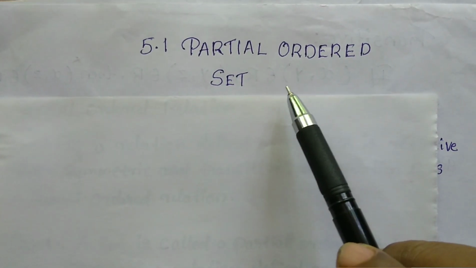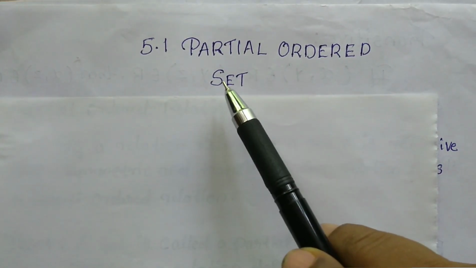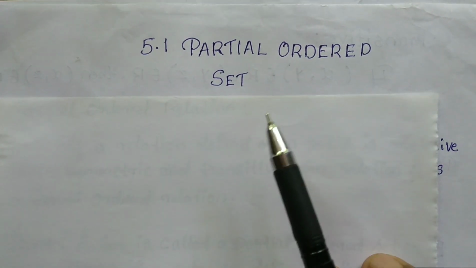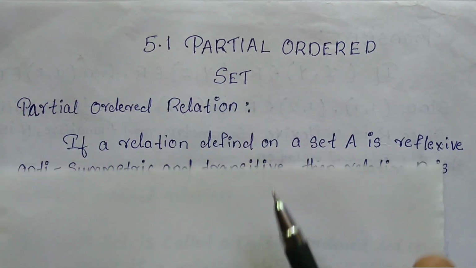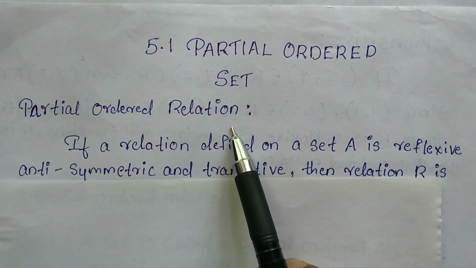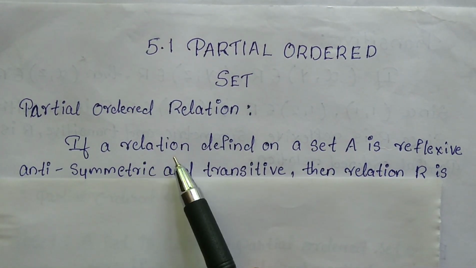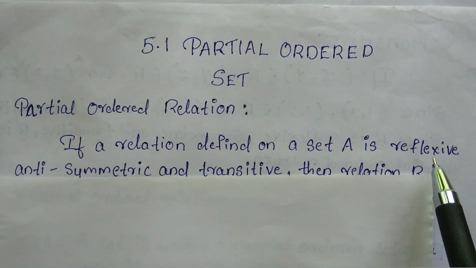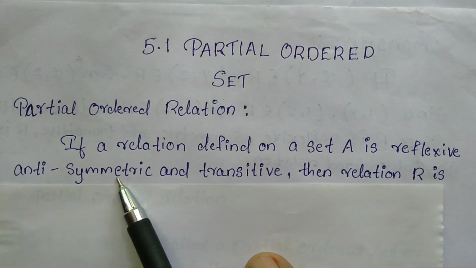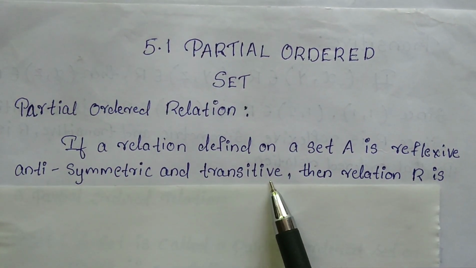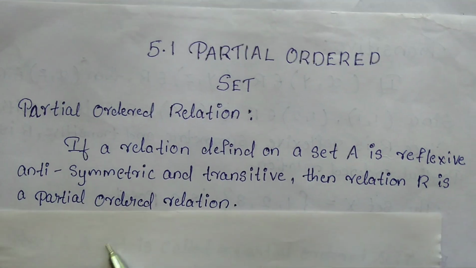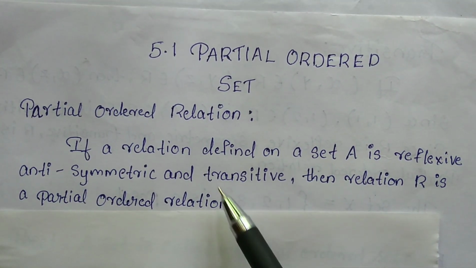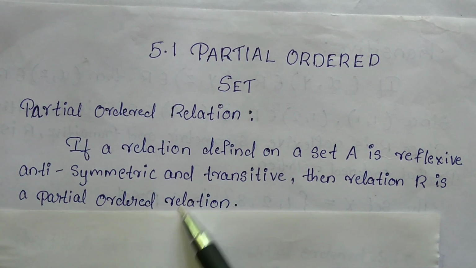Partially ordered set. For every partially ordered set, we need a partially ordered relation. A relation defined on set A is reflexive, antisymmetric, and transitive. Then the relation is a partially ordered relation. So first we need a partially ordered relation.